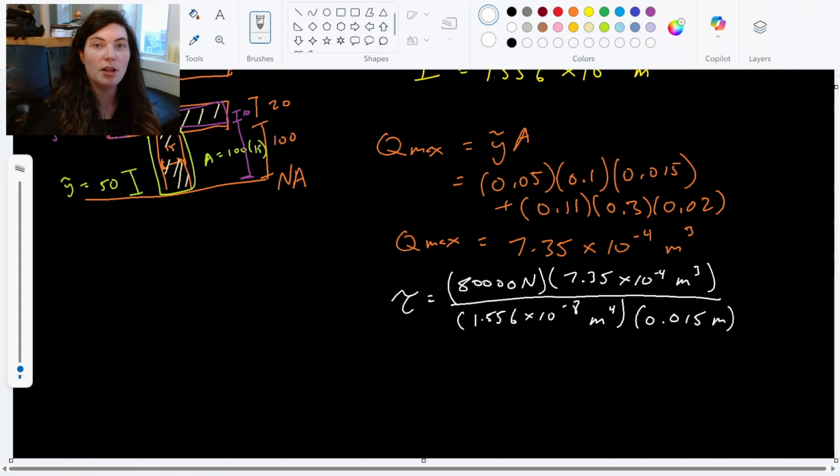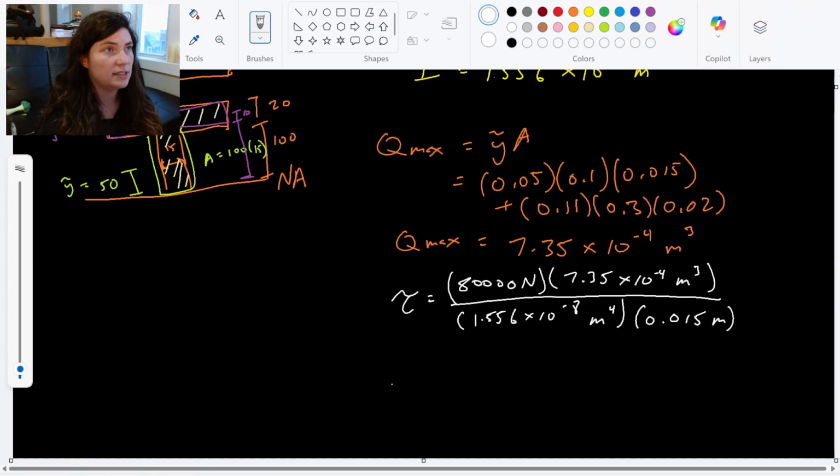It's okay if you have them all in millimeters. Just know that your answer is going to work out to newtons per millimeter squared, which is fine. That's totally acceptable. A newton per millimeter squared is a megapascal anyways, so it could be helpful to save a conversion.